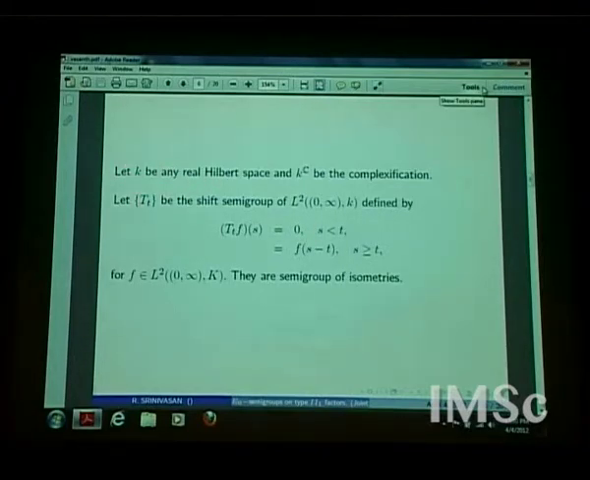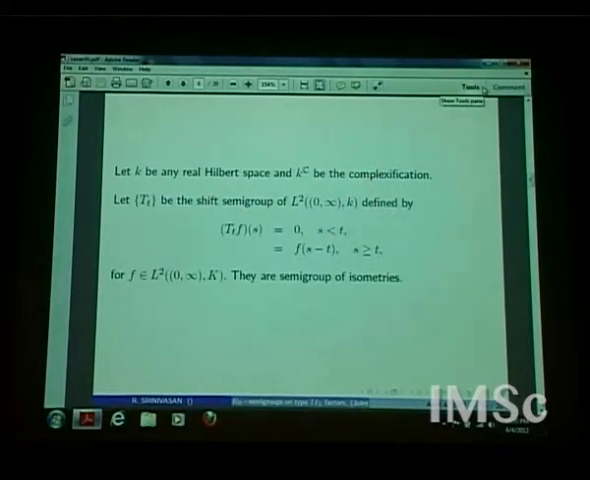I take a real Hilbert space, and K superscript C is the complexification of the real Hilbert space. And TT, I'm going to use ST for something else. Usually this will be denoted by ST, but because I'm going to use ST for something else, I call this TT. TT is the shift semigroup. This is a unilateral shift on L2(0, infinity; K), defined by this.